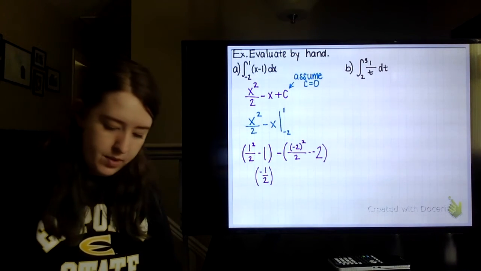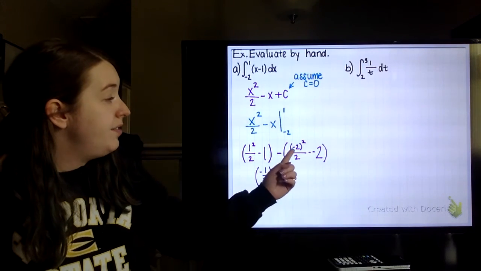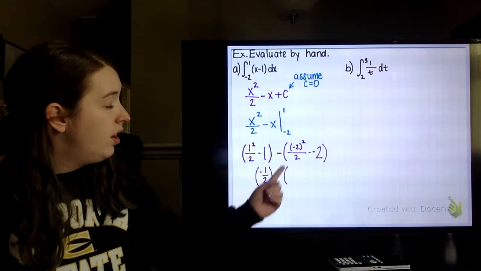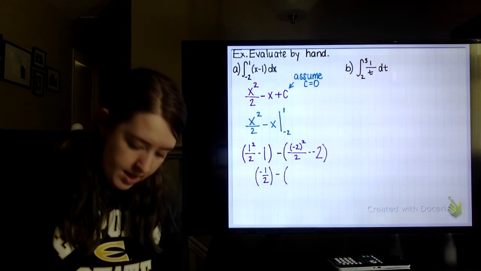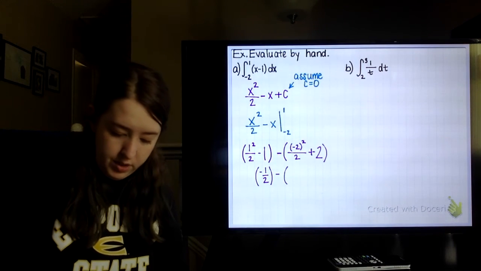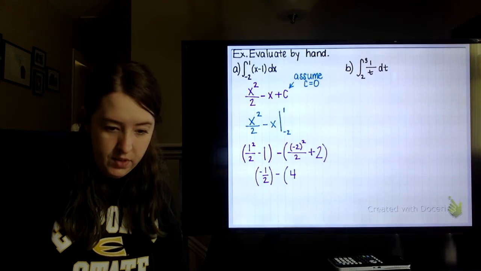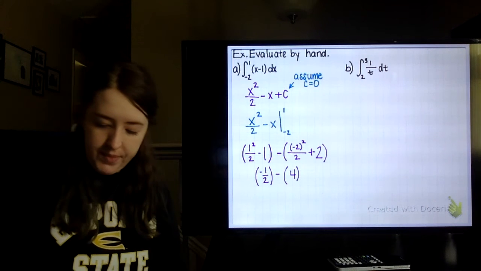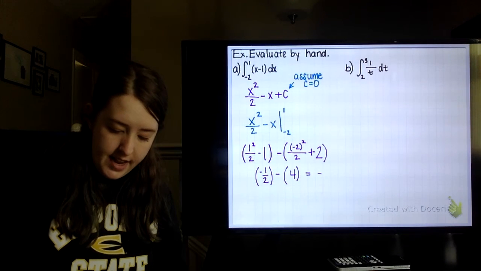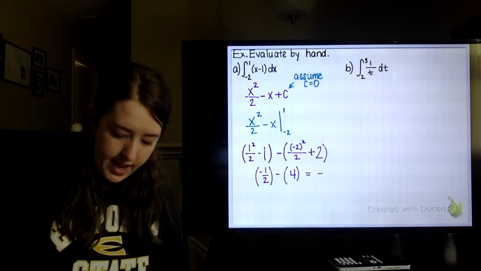Minus, and then let's see what's going on over here. So negative 2 squared is 4. 4 divided by 2 is 2. And then I have 2 plus 2 is 4. So I have negative 1/2 minus 4 gives me negative 4.5 for that integral.